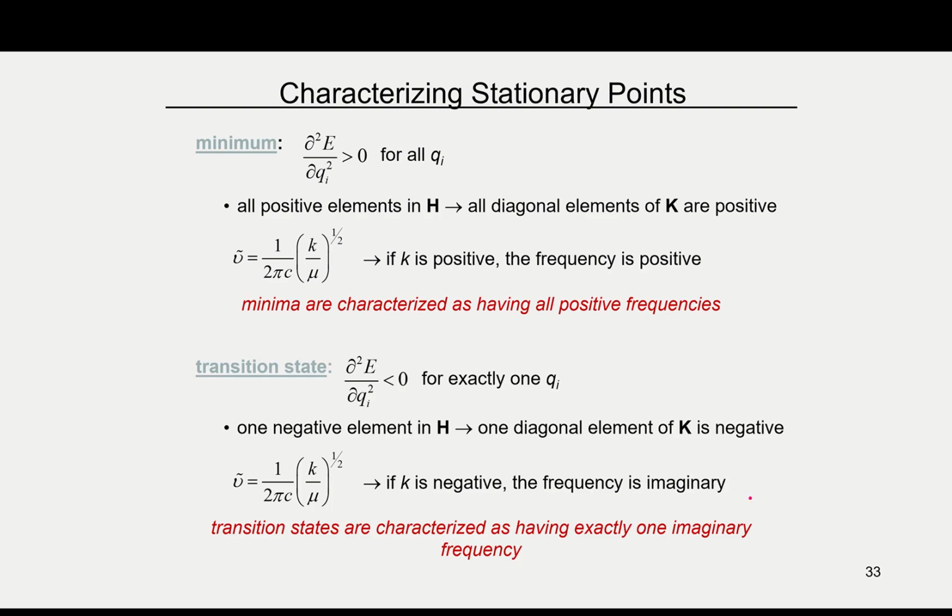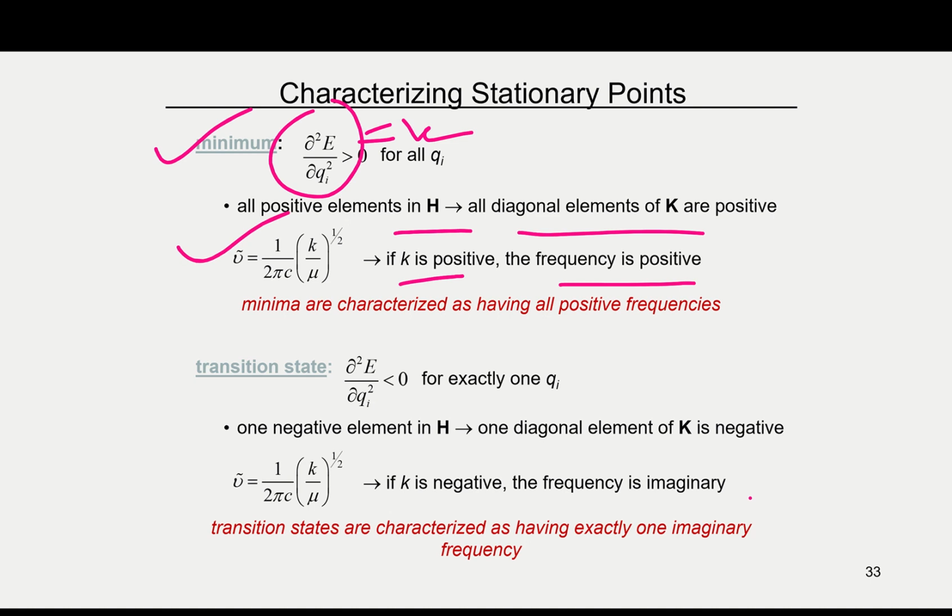Characterizing stationary points. Minimum. So you know about the minimum, which is the second derivative, delta square E divided by delta Q square, is more than 0 for reactants and products. All diagonal elements of K are positive, right? If K is positive, the frequency is positive. If K is positive, the second derivative is positive, which is equal to K, so this whole thing will be positive: nu bar equals 1 by 2 pi c times root of K by mu. This will also be positive. Minima are categorized as having all positive frequencies.